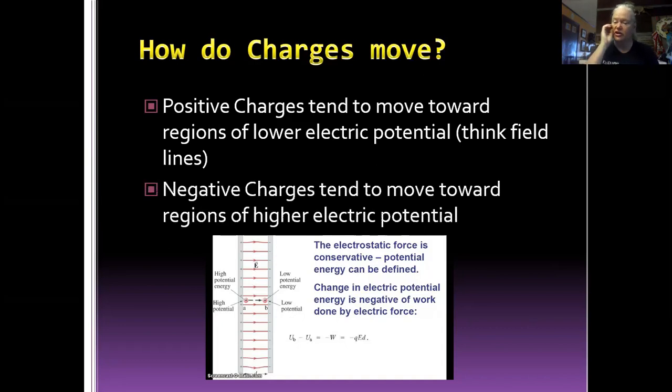But a negative charge is going to do the opposite in terms of the potential. Its lower energy position is actually where the potential is higher, because it would want to move toward that source of potential. It wants to move up the field, opposite the field lines. So its lower energy state is to move toward a region of higher potential. That's why it matters whether it's a positive or a negative charge.